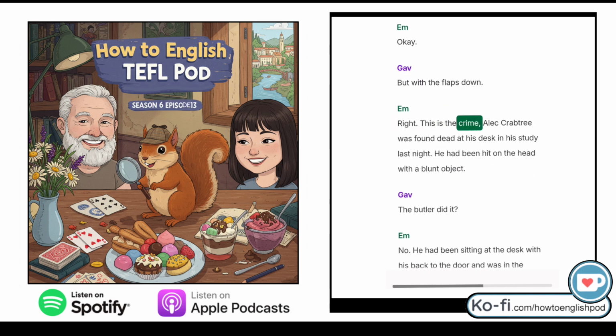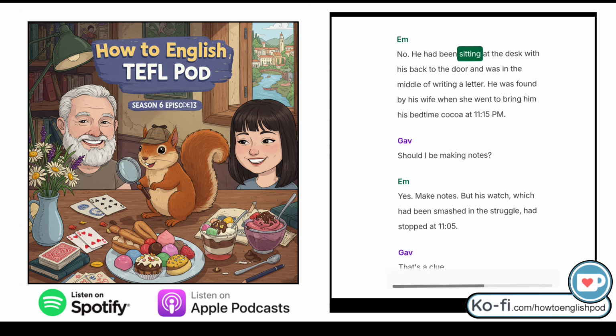Right. This is the crime. Alec Crabtree was found dead at his desk in his study last night. He had been hit on the head with a blunt object. The butler did it. No. He had been sitting at the desk with his back to the door and was in the middle of writing a letter. He was found by his wife when she went to bring him his bedtime cocoa at 11:15 p.m.